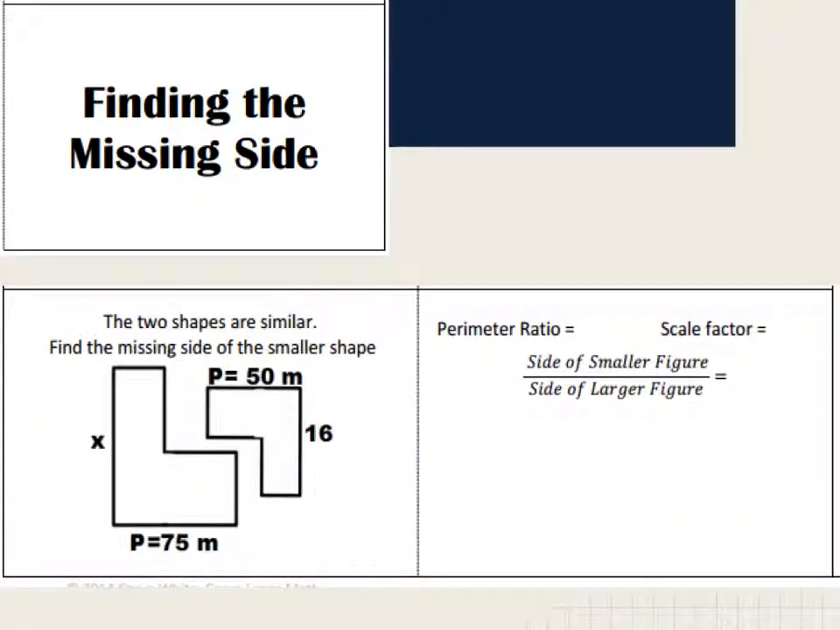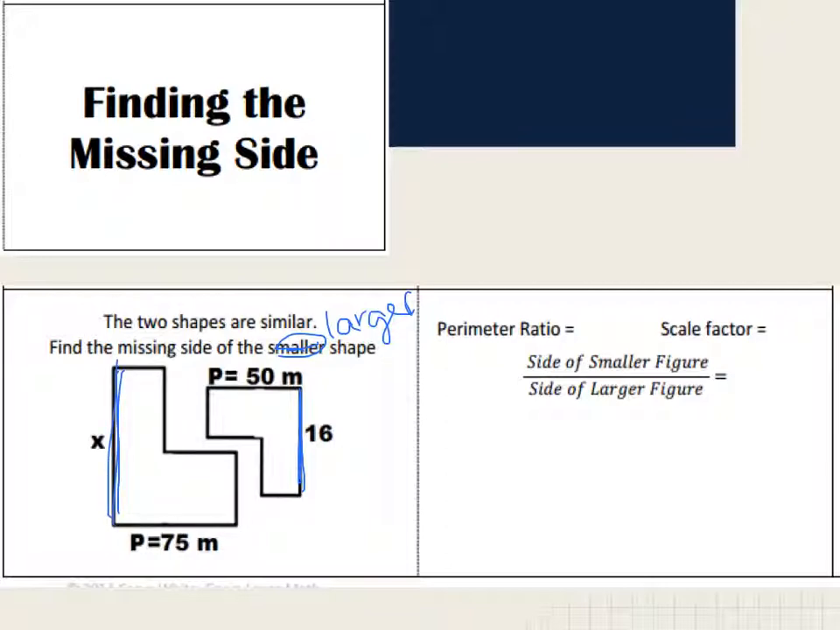Under the last tab, these two shapes are similar. We're going to find the missing side of the larger shape. Find the missing side of the larger shape. When you are looking at this, we have a perimeter for each figure, and we know that this side is 16 for our smaller figure. The corresponding side for this is x, that is our unknown value.